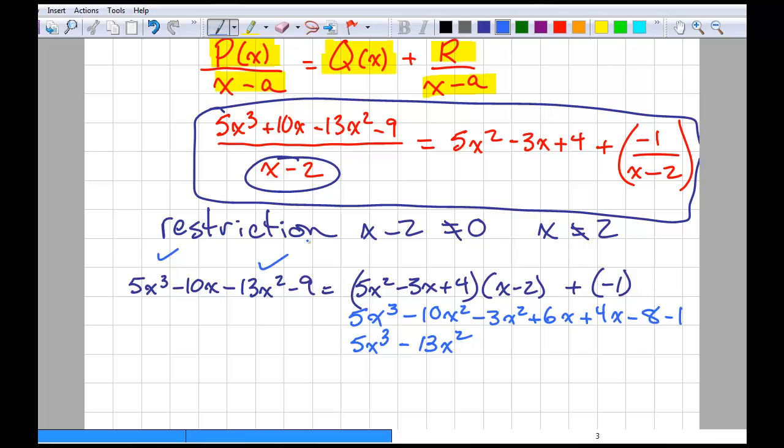Looking good. 6x plus 4x is positive 10x. That's also looking good. Oops. 6x plus 4x. Did I write the question right? No, I didn't. This was actually 10x right up here. Plus 10x. Oof. And minus 8 minus 1 is minus 9. And that's exactly what we had. So we checked our answer. We took our polynomial, the dividend, and made it equal to the quotient times the divisor plus the remainder.